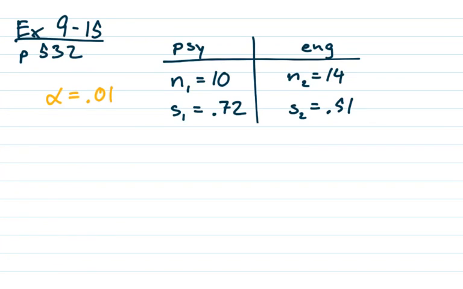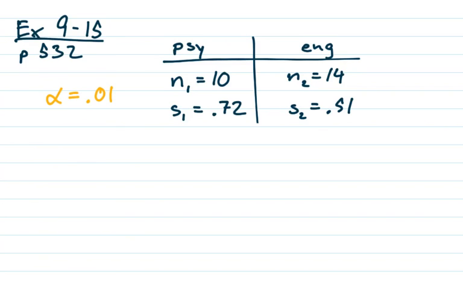And we are continuing on today with another example of the F-test to compare two standard deviations or two variances. So we're going to be taking a look at example 9-15. This is located on page 532. This is example 9-15 on the theme of grade point averages.